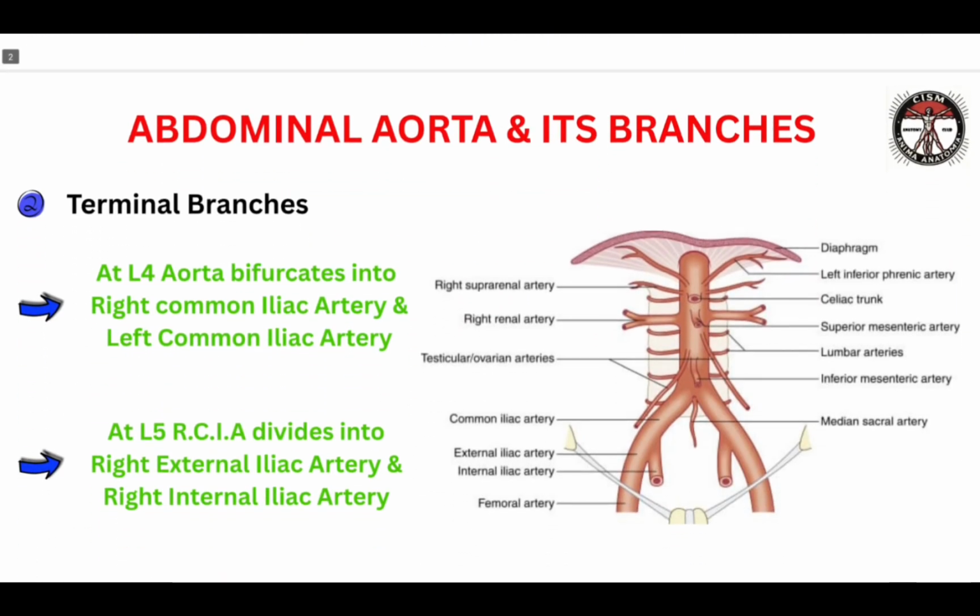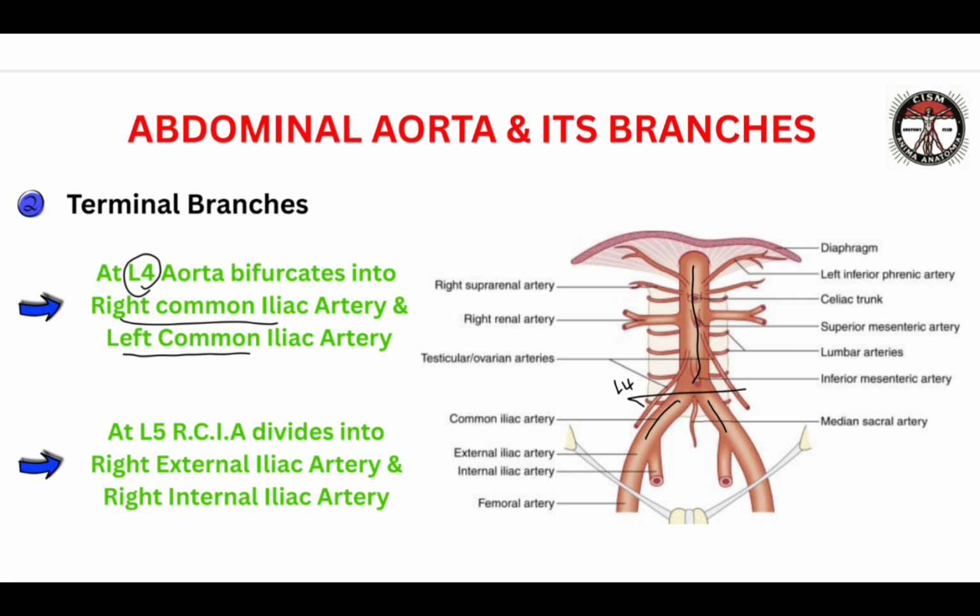The second direct branch arising from the AA is the terminal branches. This is the aorta, and at L4 the aorta bifurcates into the right common iliac artery and the left common iliac artery. These are the main branches we can see. This is the right common iliac artery, and this is the left common iliac artery.